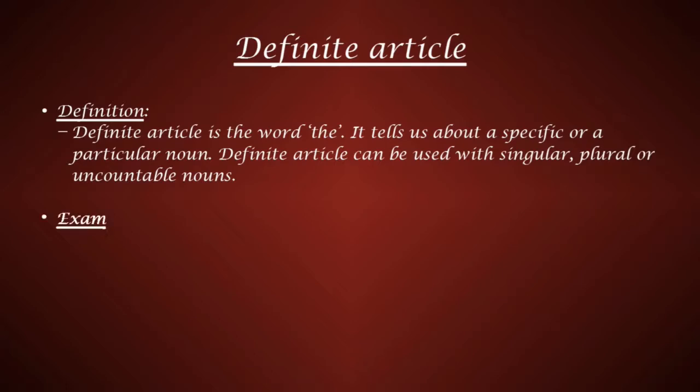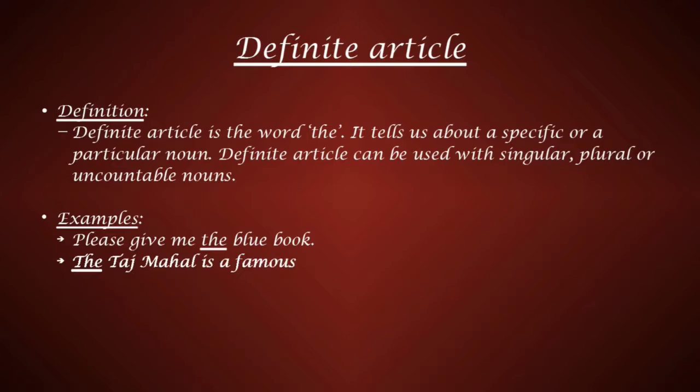Examples are: number 1, please give me the blue book. Here, "the" is the definite article because it tells us about a specific blue book. Number 2, the Taj Mahal is a famous tourist spot. Here, "the" is the definite article because it talks about a particular place, Taj Mahal.